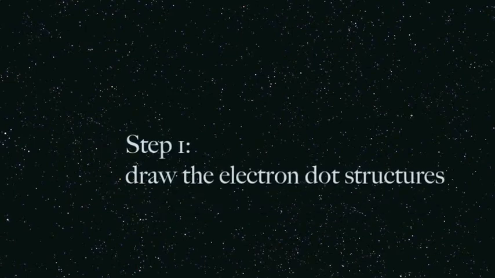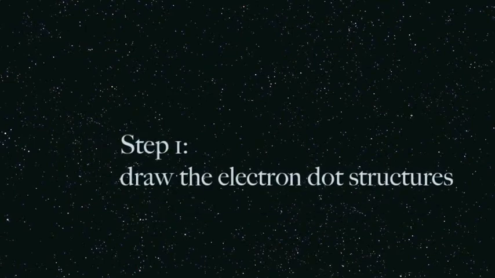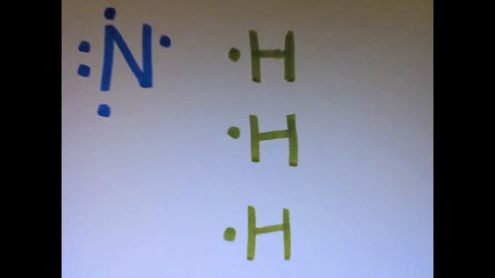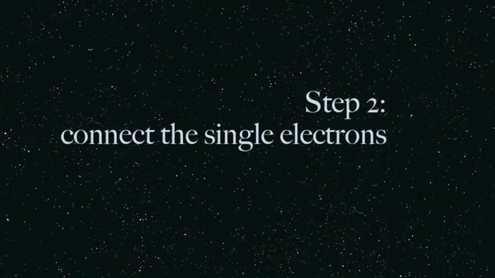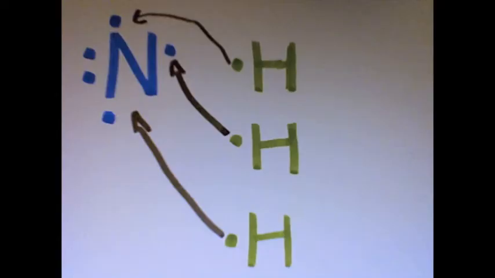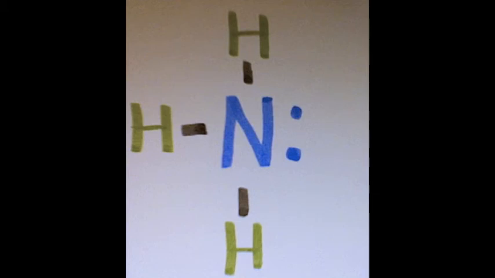Draw the electron dot structures for nitrogen and hydrogen. Now connect the single electrons. Match up hydrogen's single electrons to nitrogen's single electrons. The shared pairs of electrons can be represented by a dash. This makes writing out the bond more organized and easier to read.